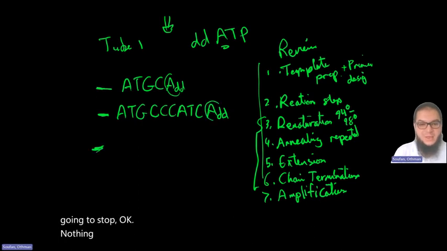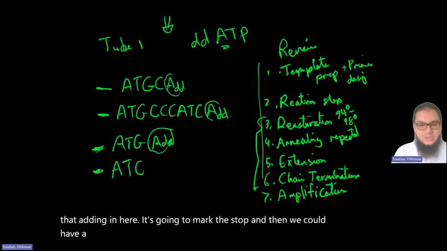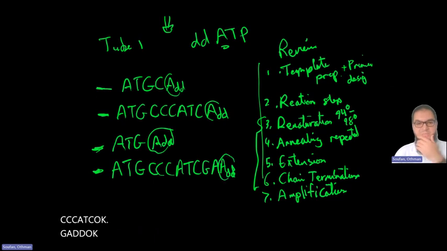Nothing more, okay? We could have ATG, so I'm going to mark the adenine here. It's going to mark the stop. And then we could have ATG, CC, CATC, GAA, ddA, okay? So we're going to mark the ending here.